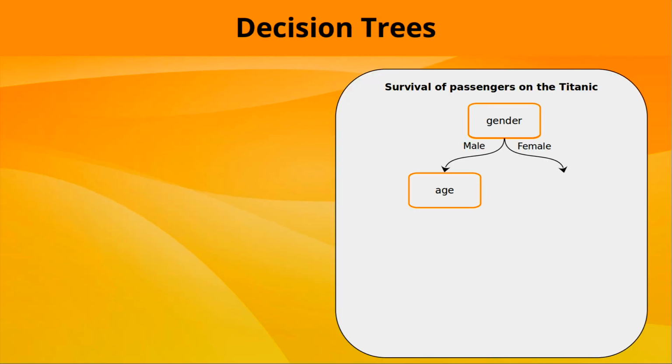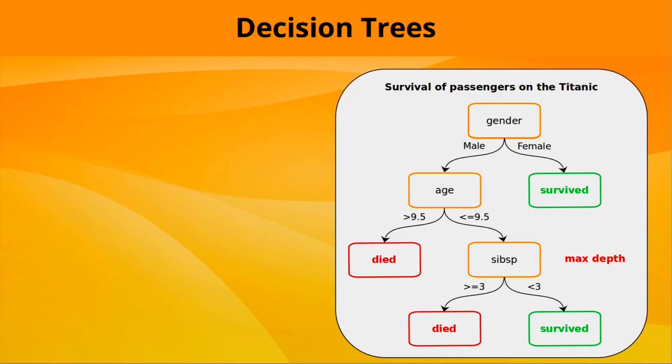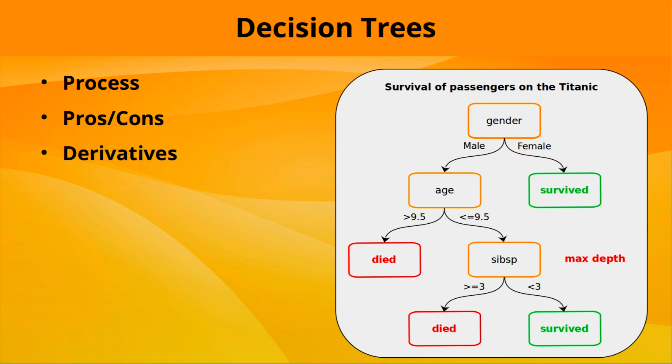In this video, we will explore decision trees, powerful and widely used machine learning algorithms that provide a graphical representation of decision-making processes. We will delve into the algorithm process, its advantages and disadvantages, and explore its derivatives.